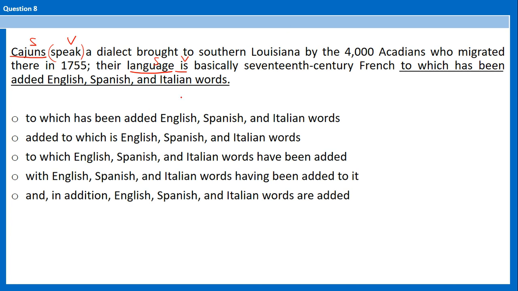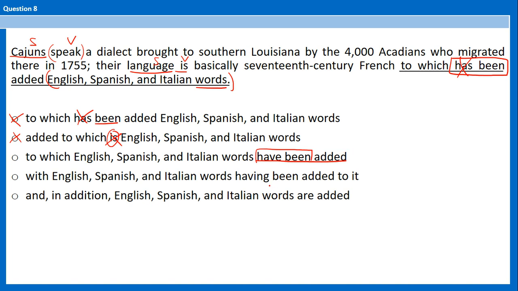Now, when you see a verb, ask yourself, what is its subject? What has been added? Well, the answer is right there. English, Spanish, and Italian words. So words have, not has, been added. You can eliminate all the singular verbs. "Has been" is wrong because words is plural. "Is" is wrong because that's singular. To which English, Spanish, and Italian words have been added. Okay, "have been added" is a plural verb.